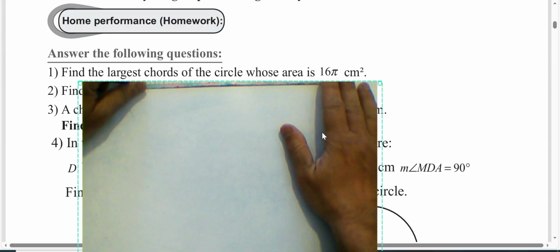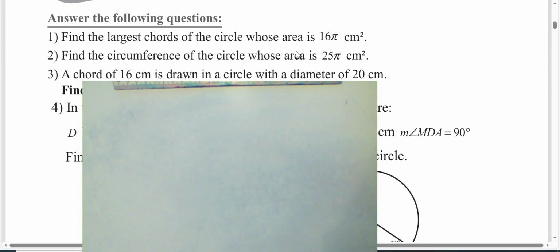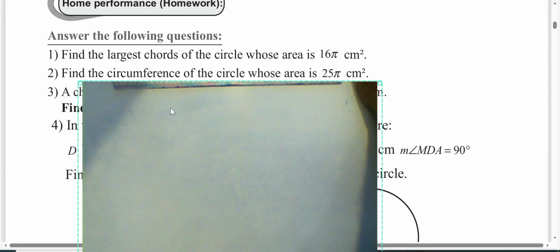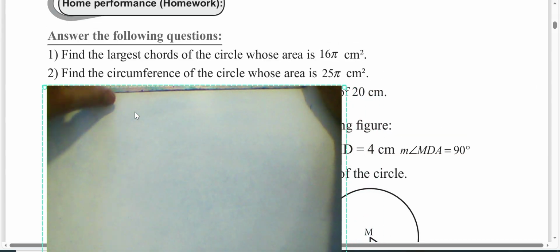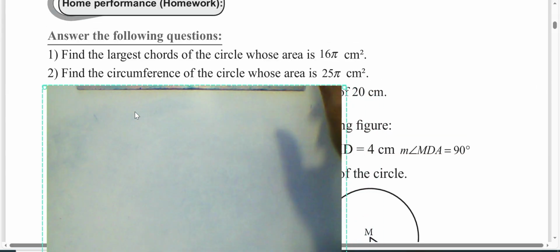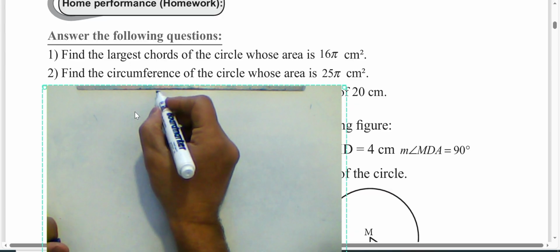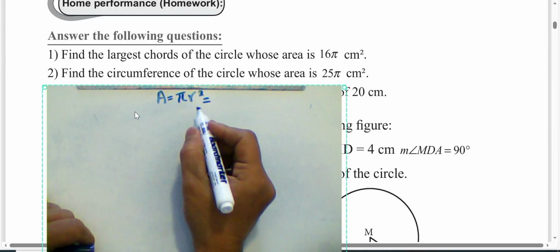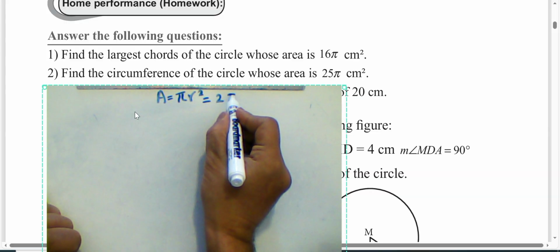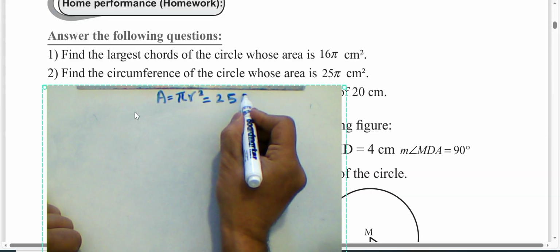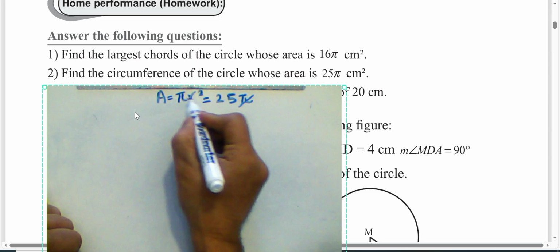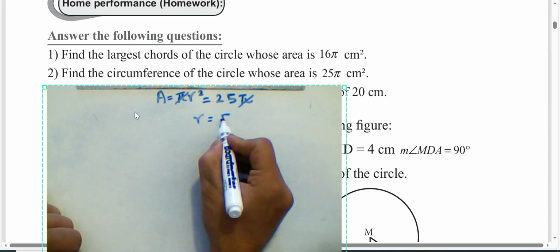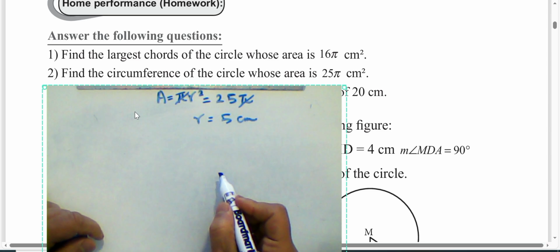Next question. Find the circumference of a circle whose area is 25 pi. We know area equals pi r squared. Okay, he gave me the area as 25 pi. You can divide by pi. The radius will be the square root of 25. It will be 5 centimeters.